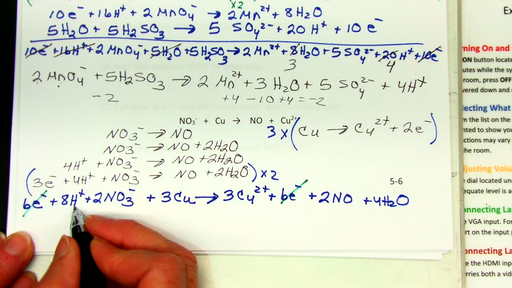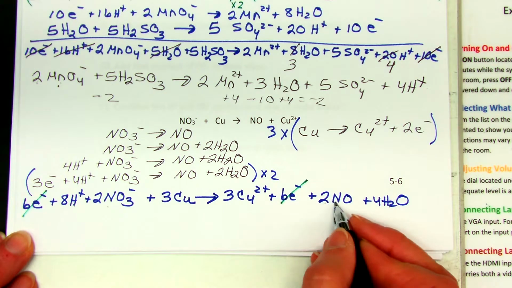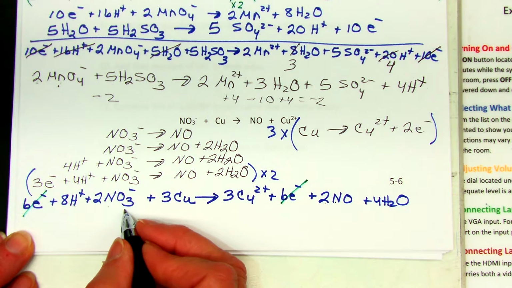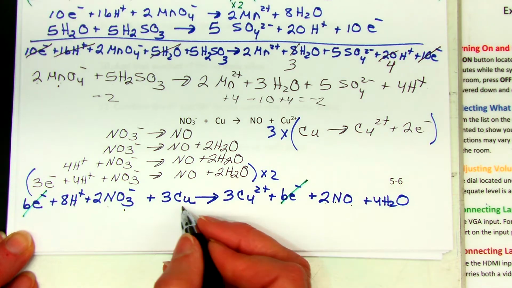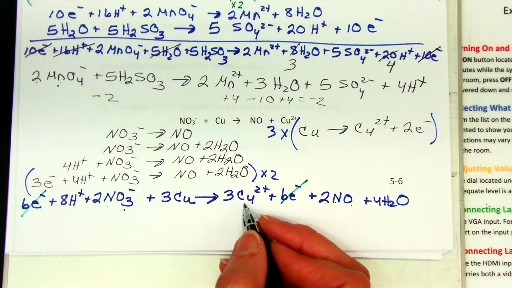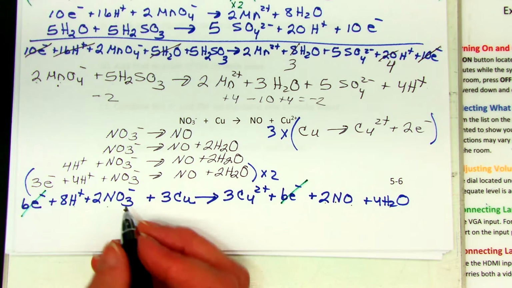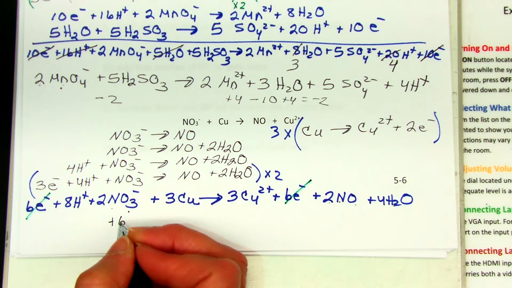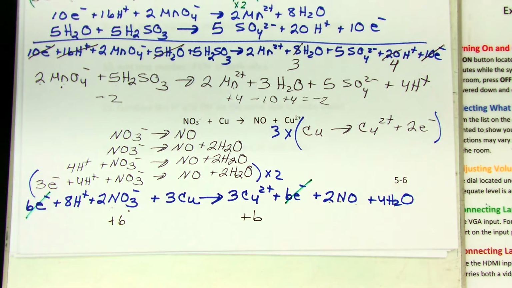8 hydrogens, 4 times 2, 8 hydrogens. 2 nitrogens, 2 nitrogens. 6 oxygens, 2 plus 4 is 6. 3 copper, 3 copper. Now if we look at the charge, we have a plus 8 and a minus 2 gives us a positive 6 over here. We have 3 times a plus 2 gives us a positive 6.